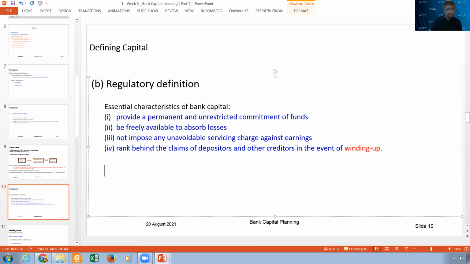And finally, it ranks behind the claims of depositors and other creditors in the event of winding up. So when we close the bank, when we wind it up, or we liquidate the bank, we will pay all the people, all the creditors, all the depositors. Whatever is left, we will distribute it among the shareholders. So that capital, as you can see, looks like equity capital. And this is actually the essential capital. And the regulators actually focus on that capital, which seems like the equity capital.